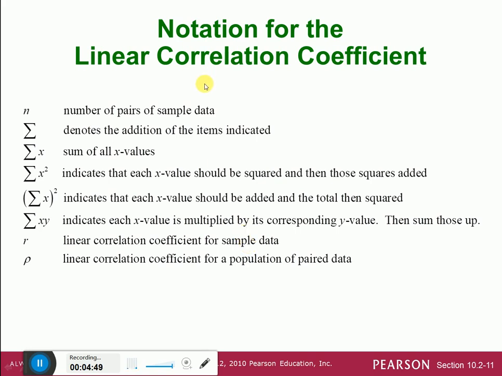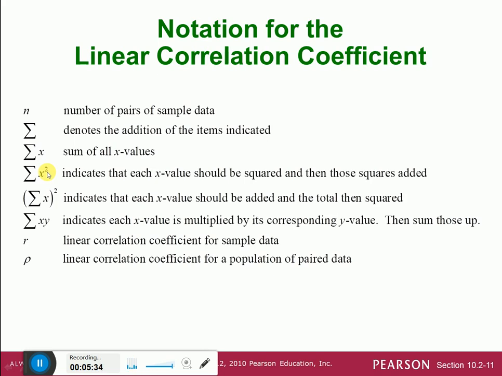Now, we are using a lot of notations for the chapter, and here is the list of the notations. n usually represents the number of pairs of sample data. You can have 10 pairs, 20 pairs, right? Now this one is the summation notation, meaning that you're going to sum all the things inside here. In this case, the summation of x means that you sum all the x values. This one means that you sum all the squares of the x values, meaning that you square the x first before you add them.